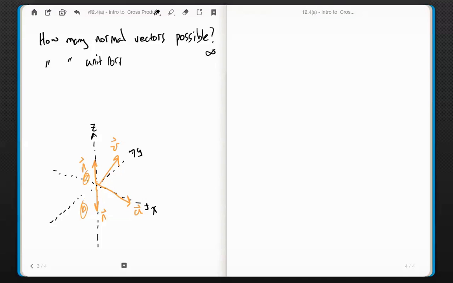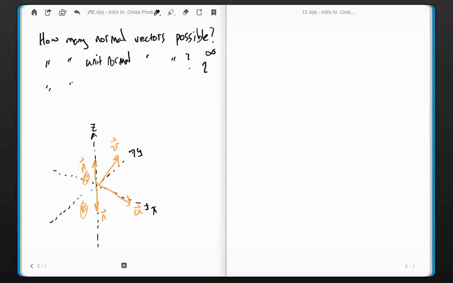But if I said how many unit normal vectors are possible? Well, that becomes a little easier because now it has to go either up or down, and they have to be unit vectors, so it can only be one long. So that means there's only one up or one down, and that means there are two. Now, this is terrible notes. How many normal vectors possible? Infinity. How many unit normal vectors possible? 2.